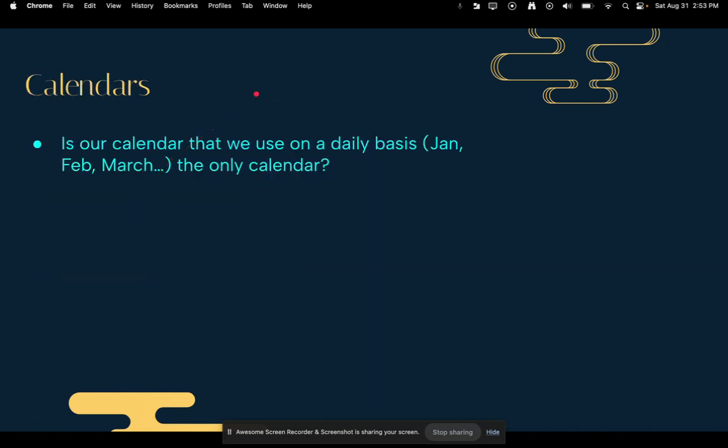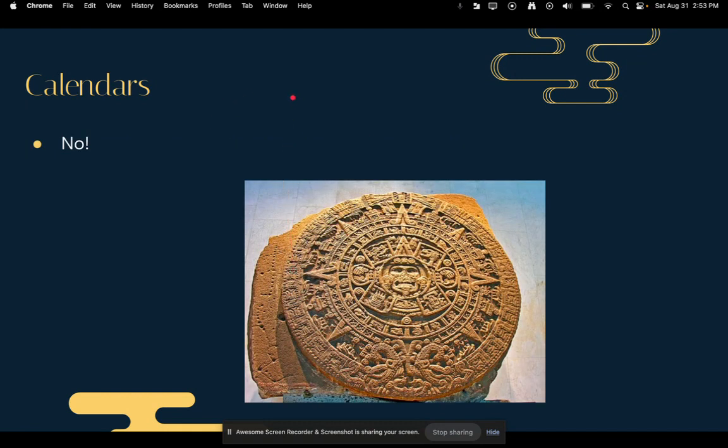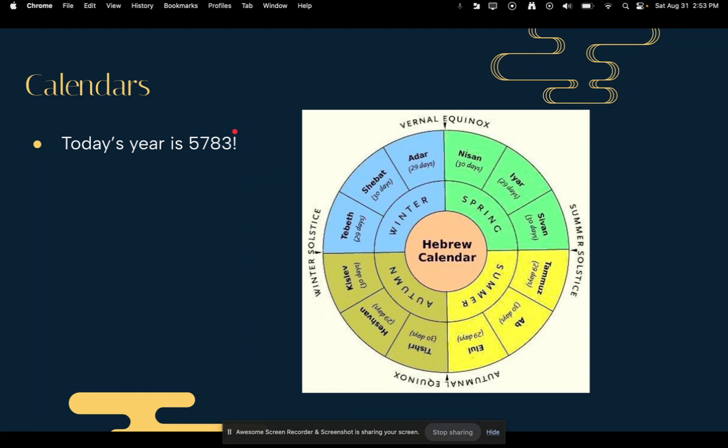So here's another question for you. Is our calendar that we use on a daily basis, with the months of January, February, March, April, May, the only calendar to exist in the world? No. There are a lot of other kinds of calendars around the world and time.